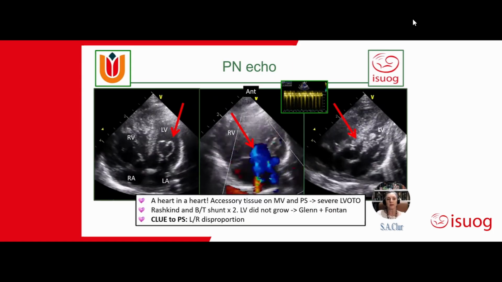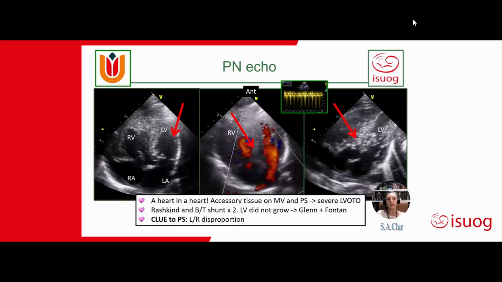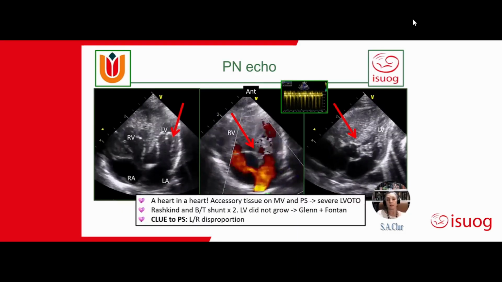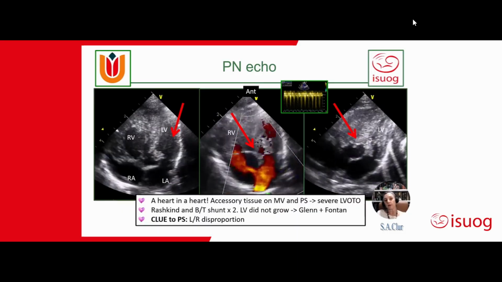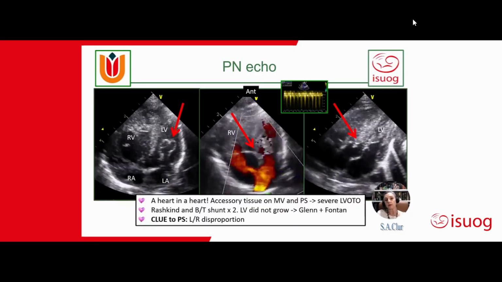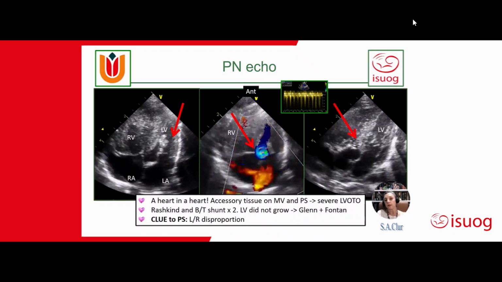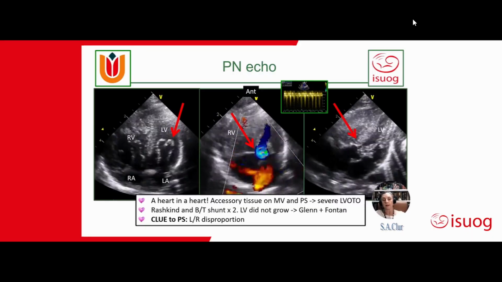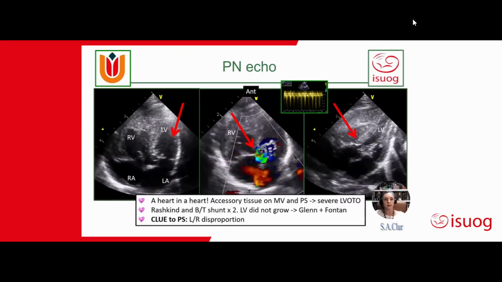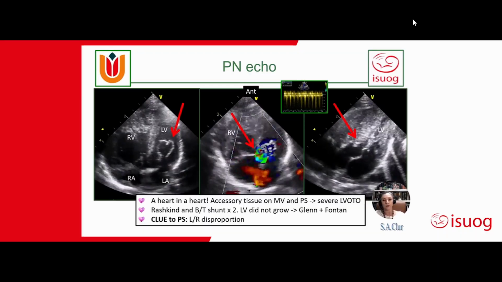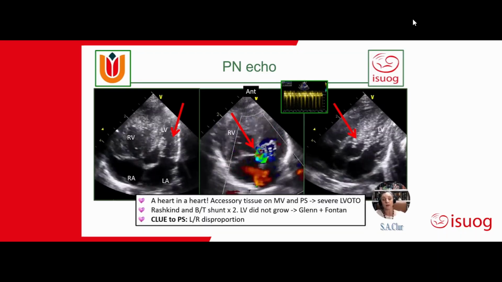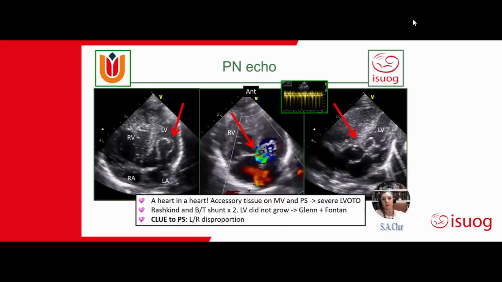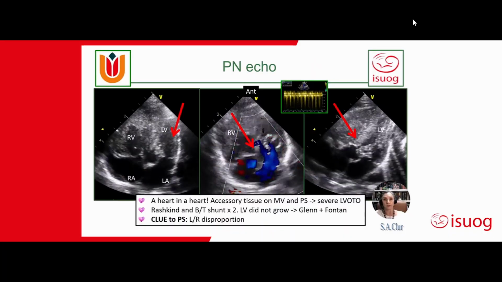These are the postnatal images of that baby. Here we can see that accessory tissue on the mitral valve making the picture of a heart in a heart. In the middle, we see the outflow tract of the left ventricle with turbulence across it and a high gradient because of obstruction of the left ventricular outflow tract caused by that accessory tissue. So in this case, an arterial switch was not possible, and this left ventricle did not grow sufficiently, so that the patient eventually ended up having to have a Fontan operation.